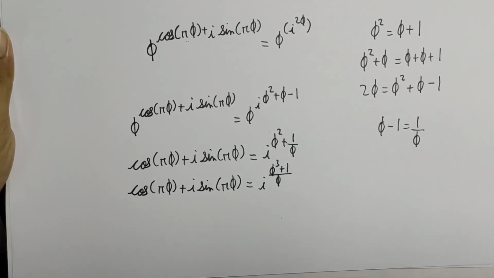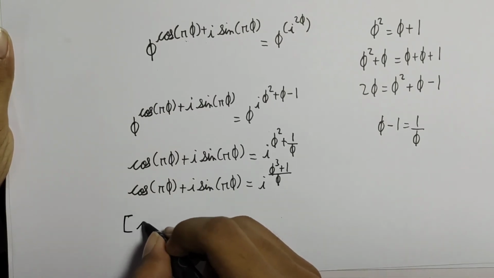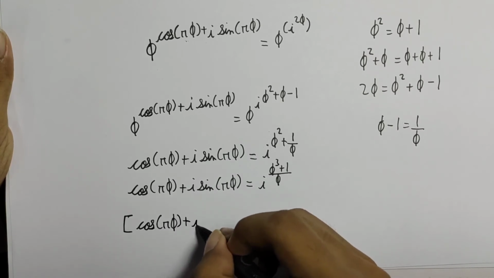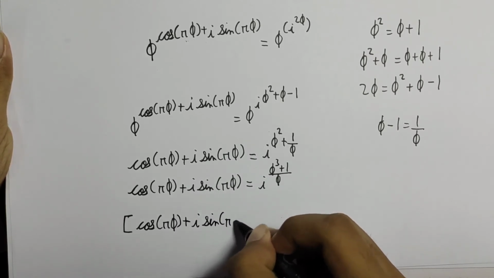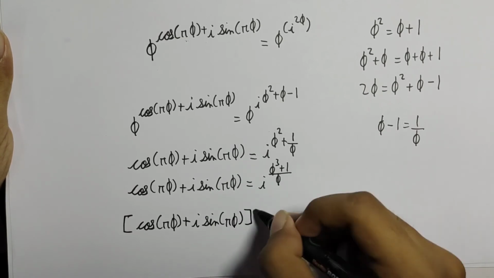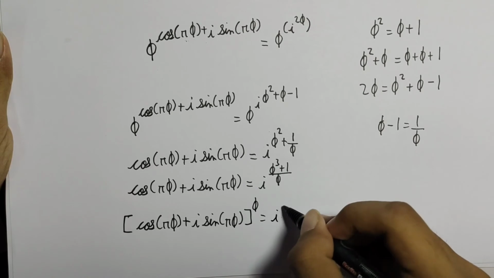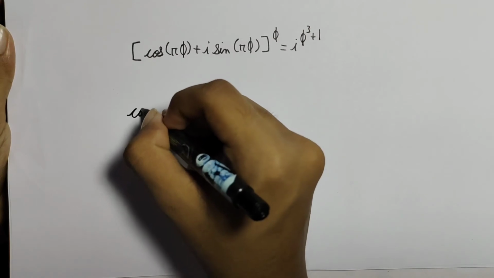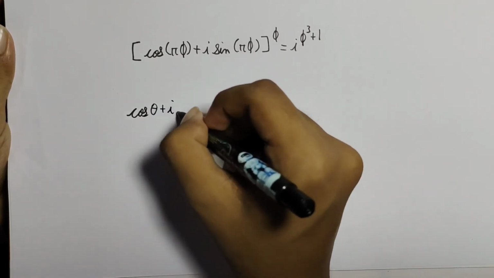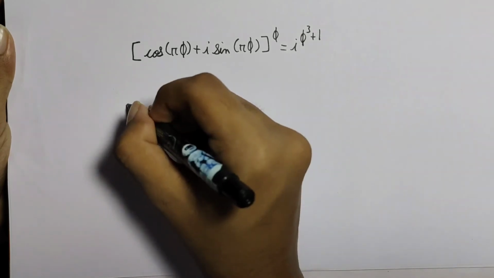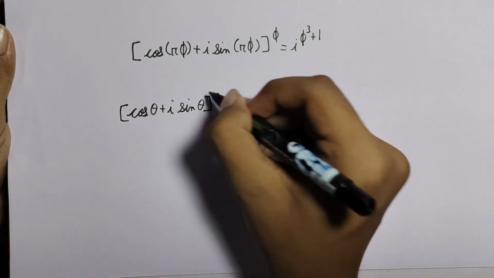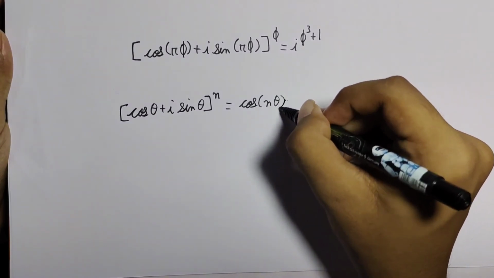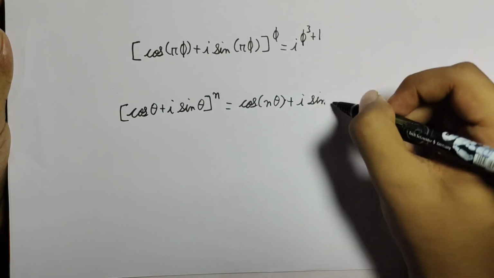Now raising to the φ on both sides, so (cos of πφ plus i sin of πφ) whole to the φ is equal to i to the φ cube plus 1. Now from De Moivre's theorem, (cos θ plus i sin θ) whole to the n is equal to cos of nθ plus i sin of nθ.